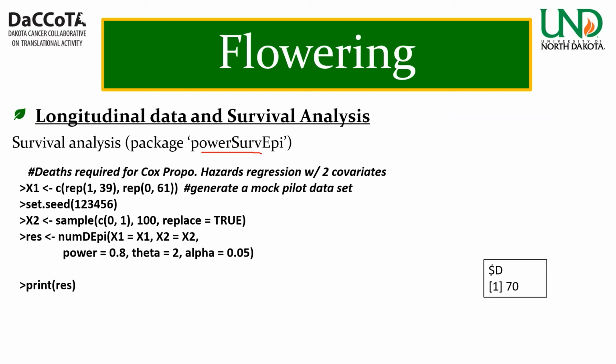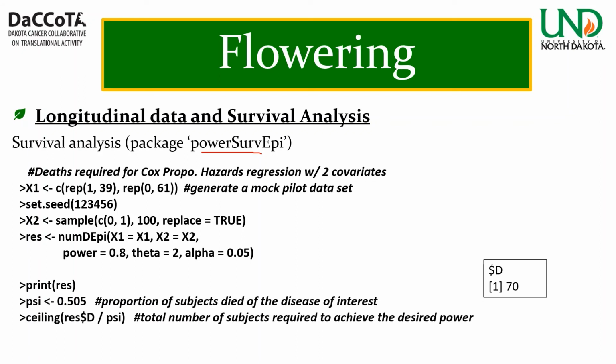But what about total sample size? Well, we'll set the proportion of subjects that die, just over 50%, divide by the deaths to get a total of 137, using the ceiling function to round up to a whole number. So we need a total of 137 to witness the 70 deaths.